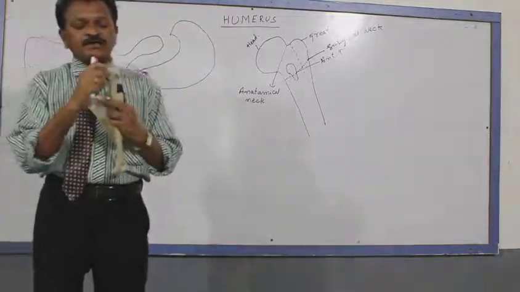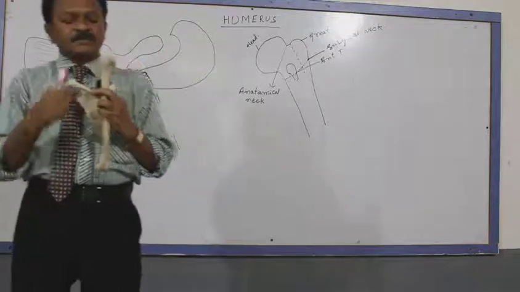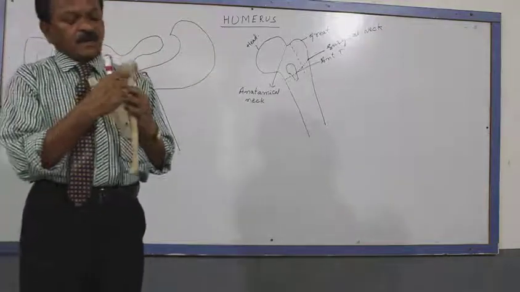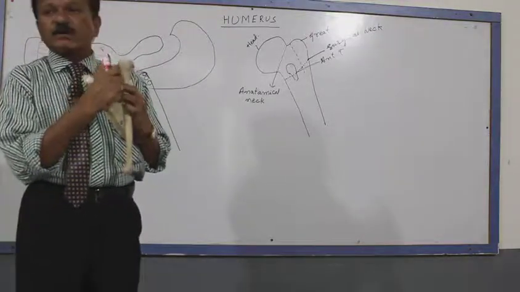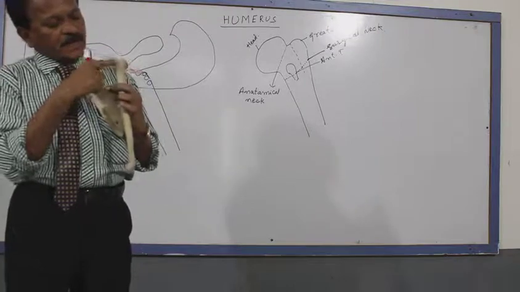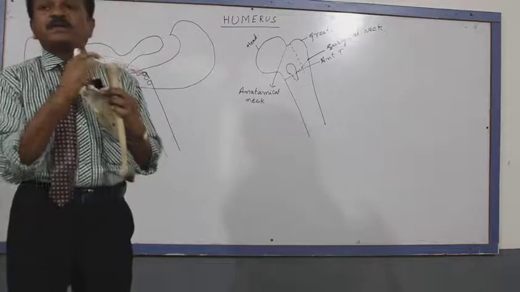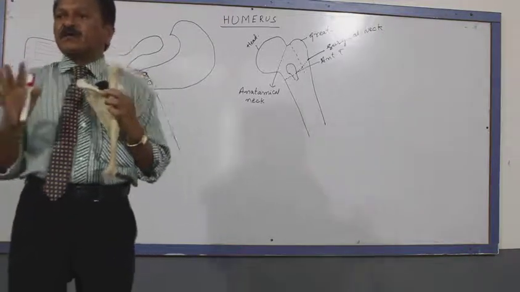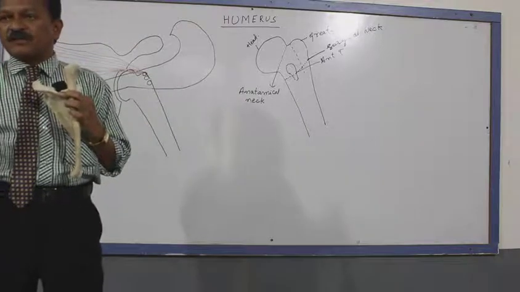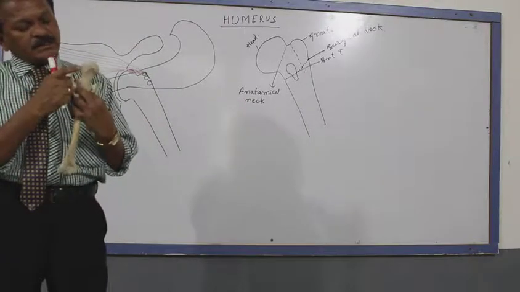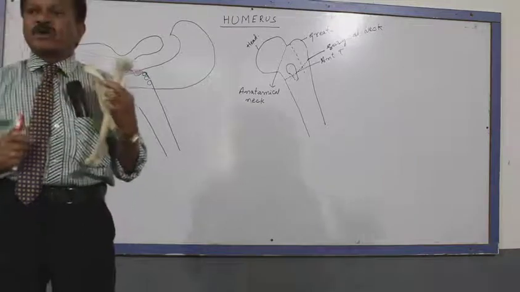So next we have to discuss the attachments on the greater tubercle of the humerus. This is the greater tubercle. It has an anterior border, which is prominent, a lateral surface, and a superior surface, and faintly there is a posterior border.